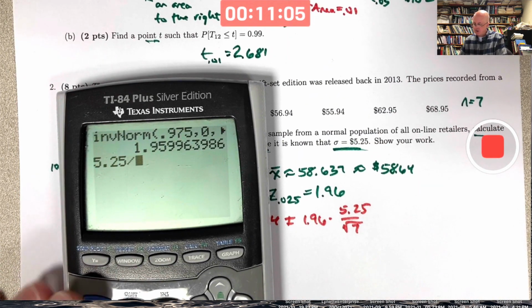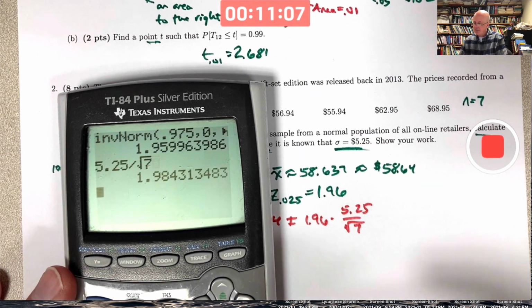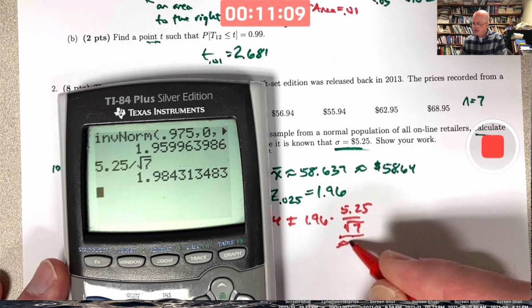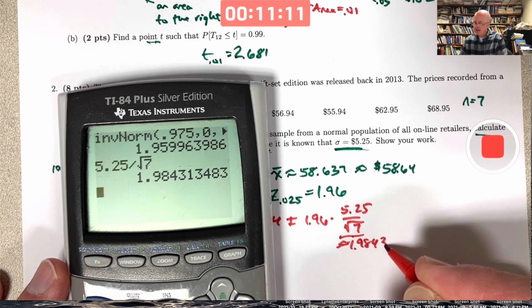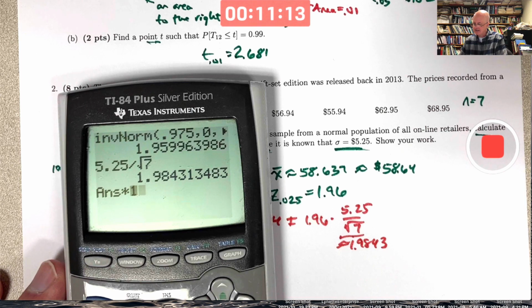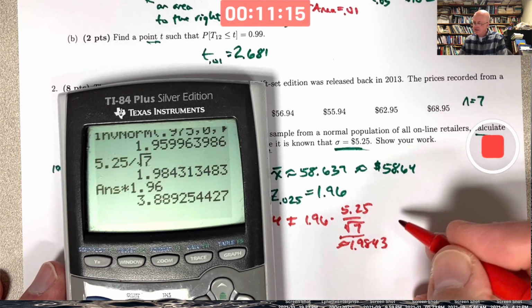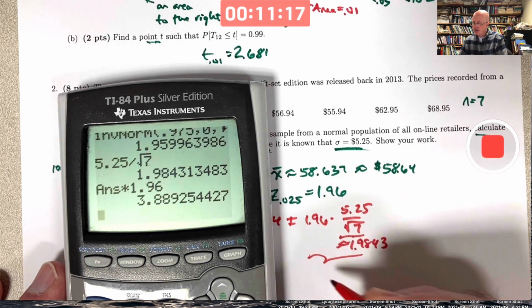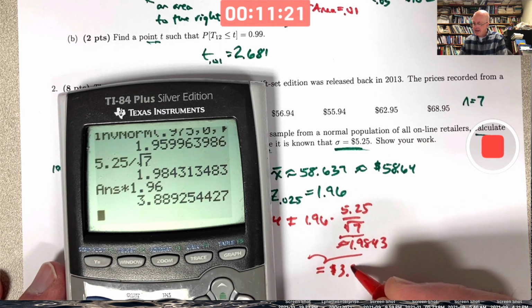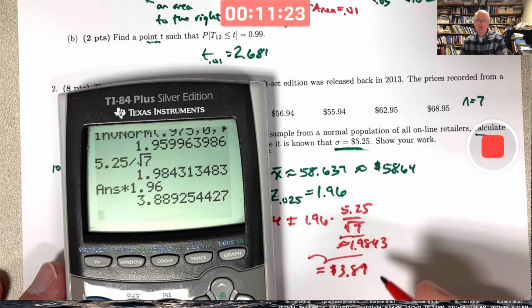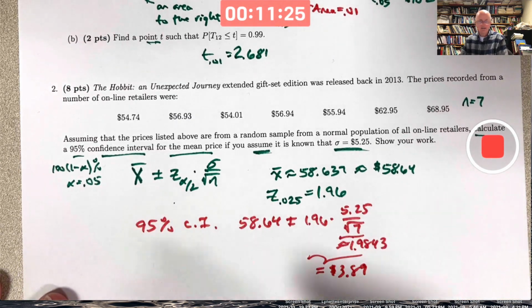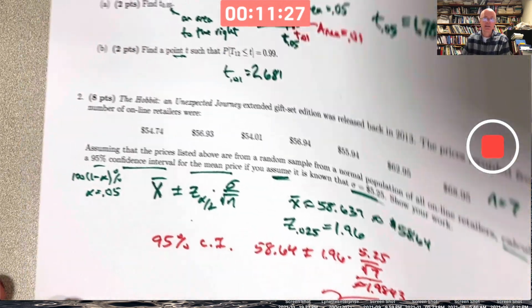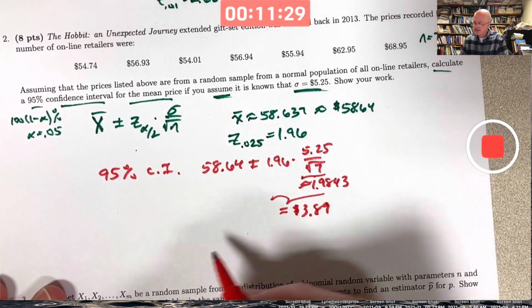5.25 divided by square root of 7, that's about 1.9843, multiplied by 1.96, and round to the nearest cent, and the margin of error here is going to be about $3.89. Hopefully no mistakes here. I'll make notes on the video if I do make mistakes.